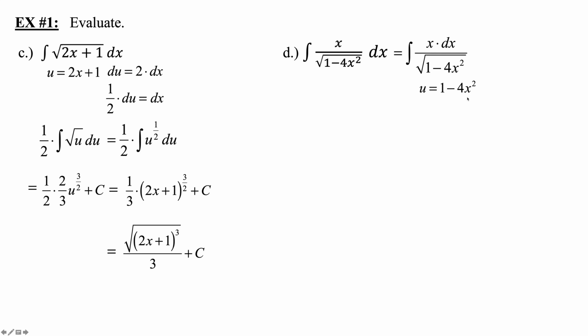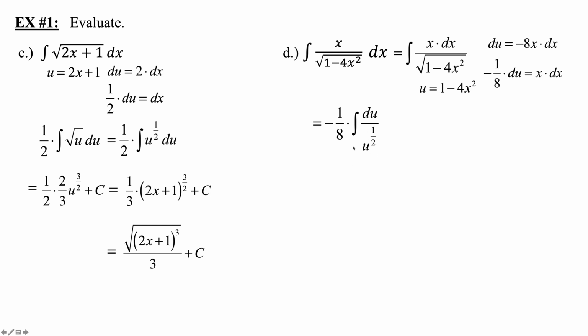My du is going to be -8, bring down the 2, times the -4 is -8x times dx. Well, I have the x times dx. Divide over the -8, makes it -1/8 times du. And now we'll make our substitution. Du will go on the top, or 1 over the square root of u, with the -1/8 out in front.